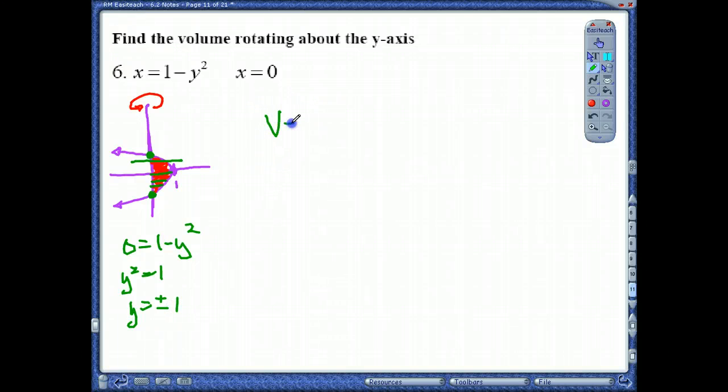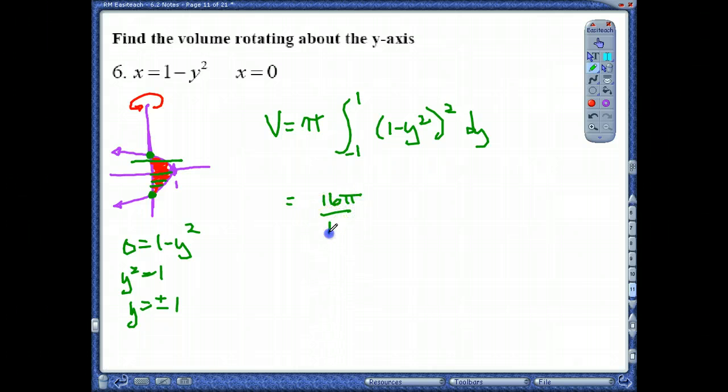So when I'm finding the volume, and get in the habit of putting the letter of what you're finding, A for area, V for volume, that way you can keep yourself straight. I've got pi r squared. Well, that radius is going to be out to my function, so (1 minus y squared) squared dy. I've got my pi out in front, so I have that base area, pi r squared. My interval goes from -1 to +1. Once again, that takes care of our height. So when I put that in my calculator, I'm going to get 16 pi over 15. And that would once again be cubic units.